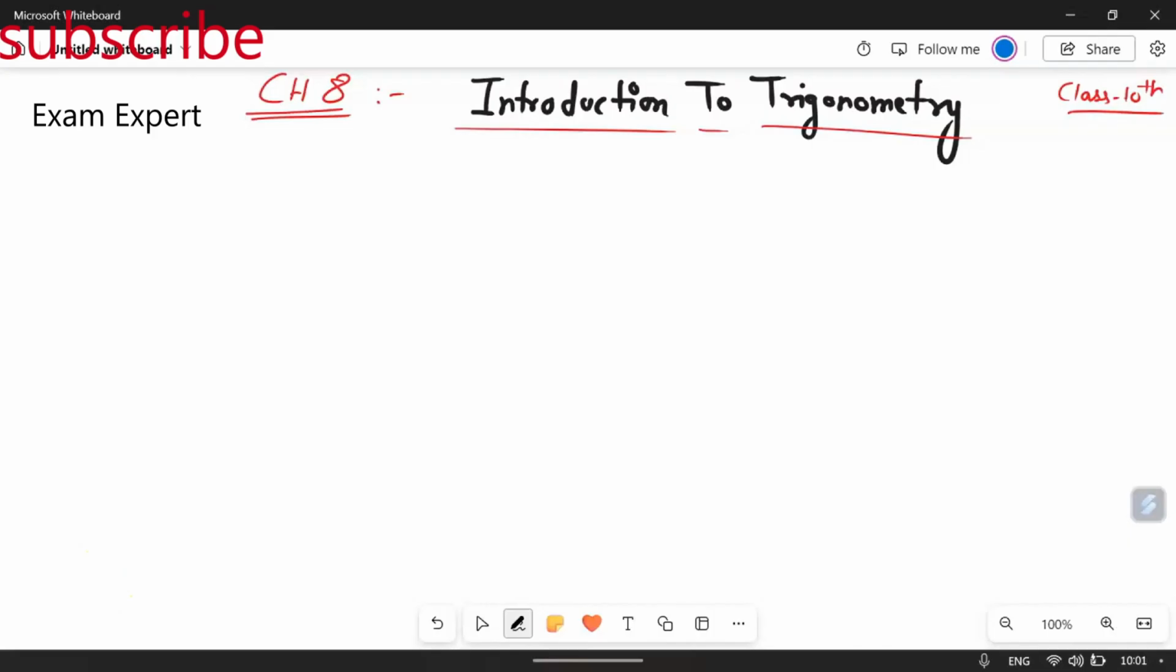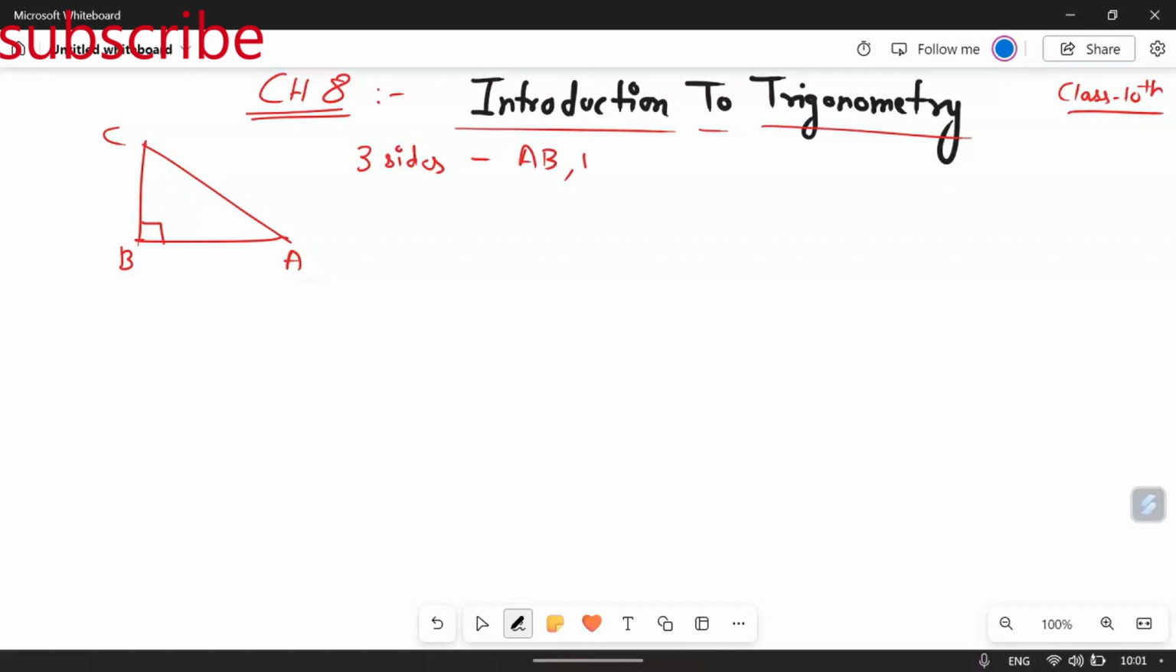To discuss the introduction of trigonometry, class 10th, chapter number 8. So first we need to understand why we need trigonometry. If there is a triangle ABC, right angle at B, there are three sides of the triangle, right? We can say AB, BC and AC. And there are three angles also.